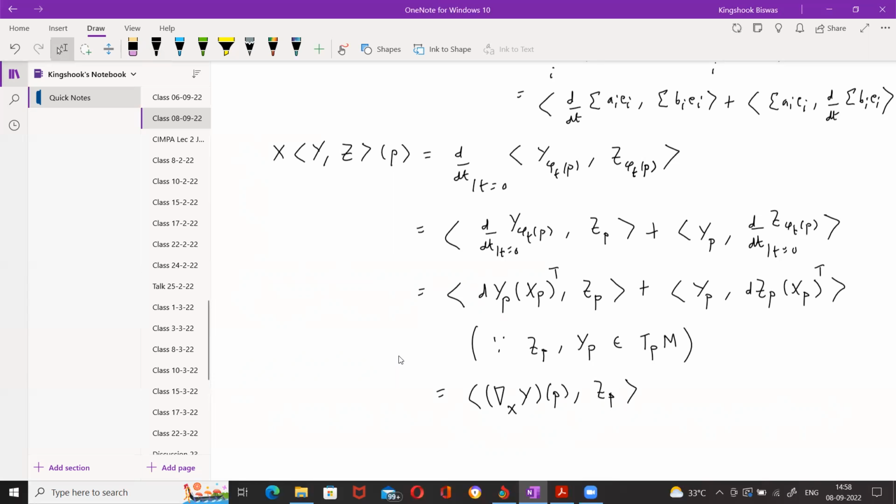And the other term is inner product YP with nabla XZ at P. Is this clear? Yes.